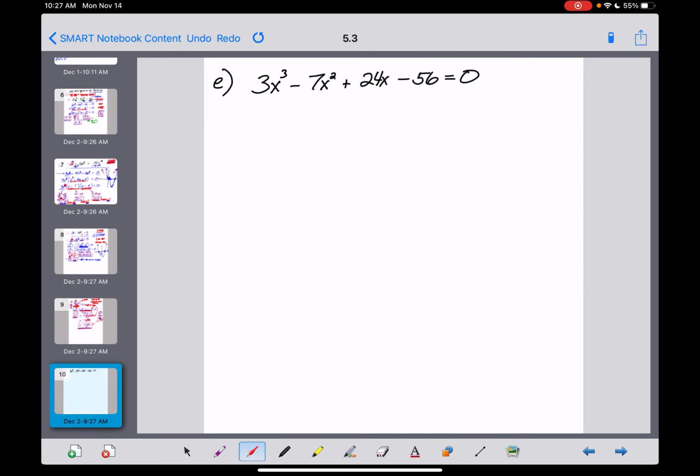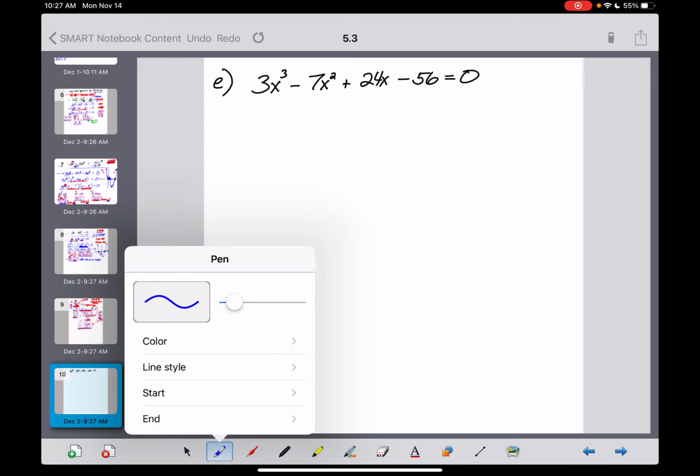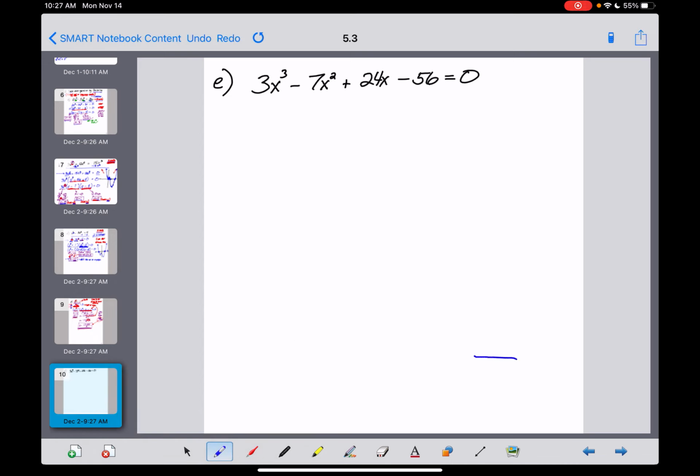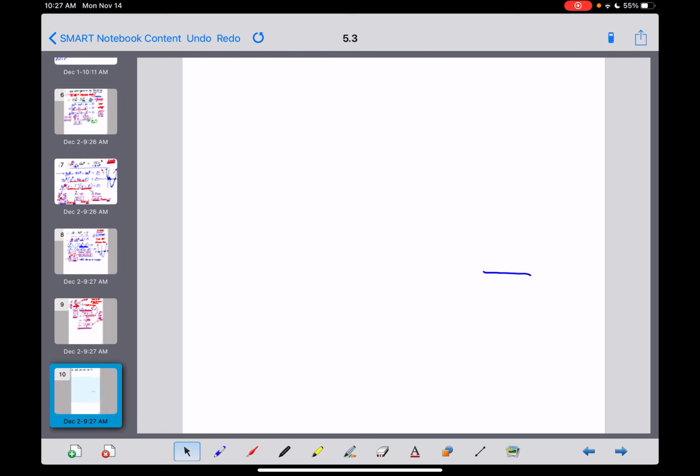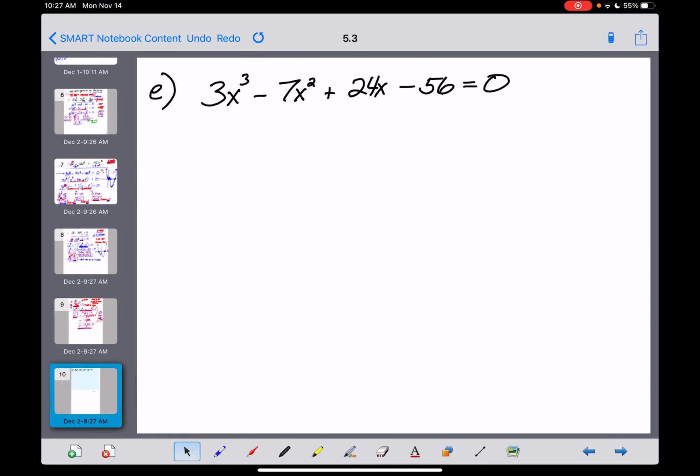All right, and I've got one last example I want to do with you guys. This is one I just added here this year for the first time. So let's take a look at this problem right here, guys. I don't think I'm going to need that much space, but okay, just in case. Got it. There it is. 3x cubed minus 7x squared plus 24x minus 56.